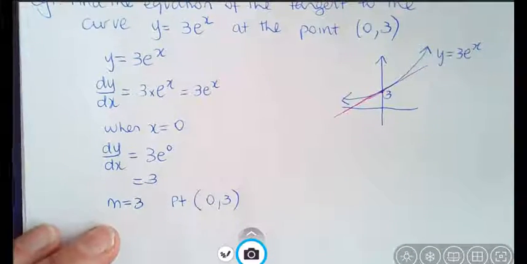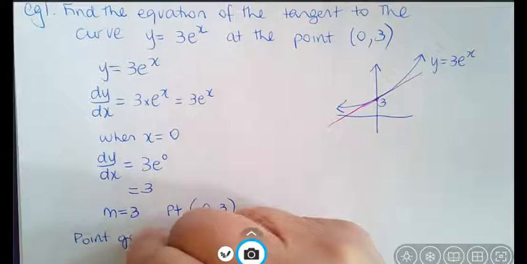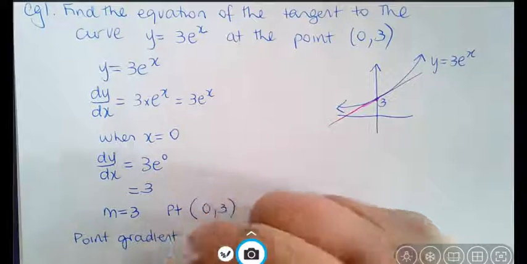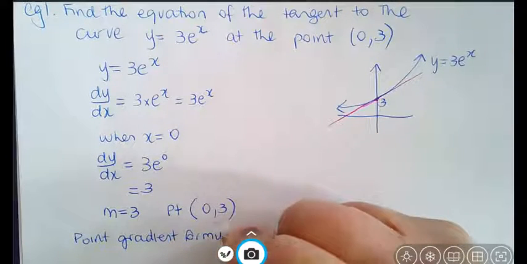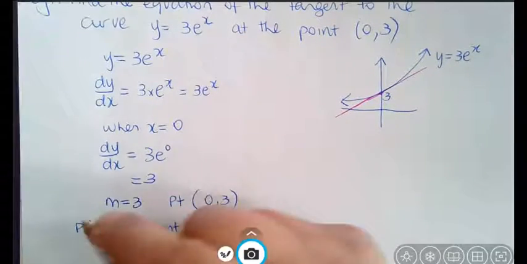So now I use my point gradient formula. Whenever you're asked for the equation of a tangent or equation of a normal, you want to find your gradient by differentiating and substituting in your x value, and then you've got your point, and then you use your point gradient formula. So do you remember the point gradient formula?